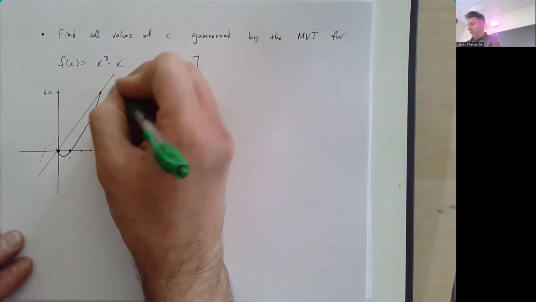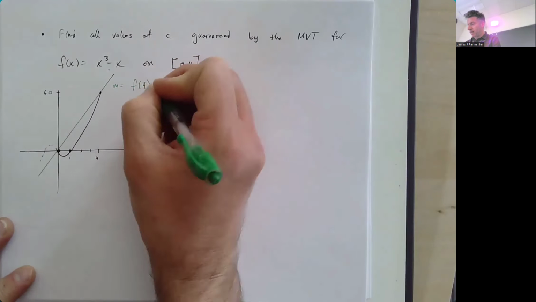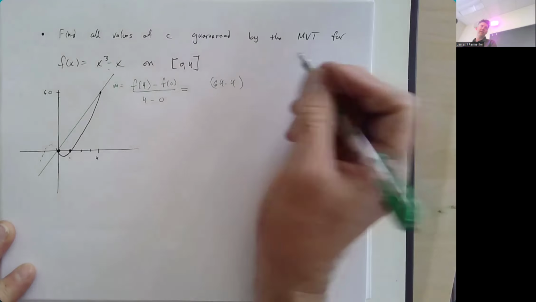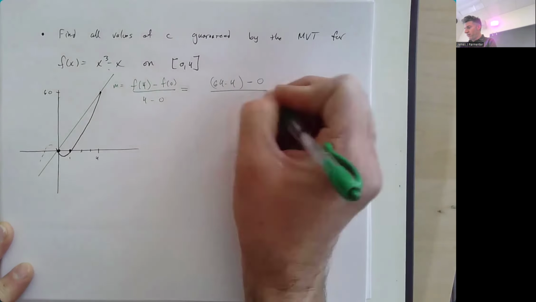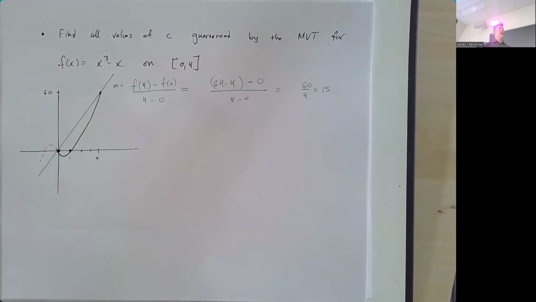And that slope is exactly equal to f of 4 minus f of 0 all over 4 minus 0. Which ends up being f of 4 is 4 cubed minus 4, which is 60, minus 0, all over 4 minus 0, which is 60 over 4, which is 15. So the mean value theorem says there's at least one place between 0 and 4, there could be more, where the derivative of the function is equal to 15. And this question is asking us to find that point, or those points.